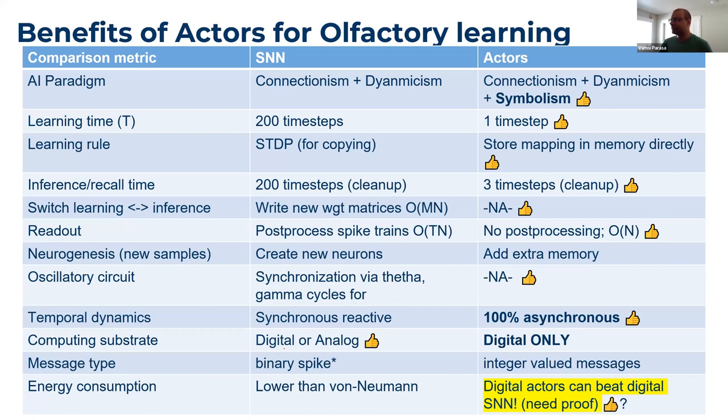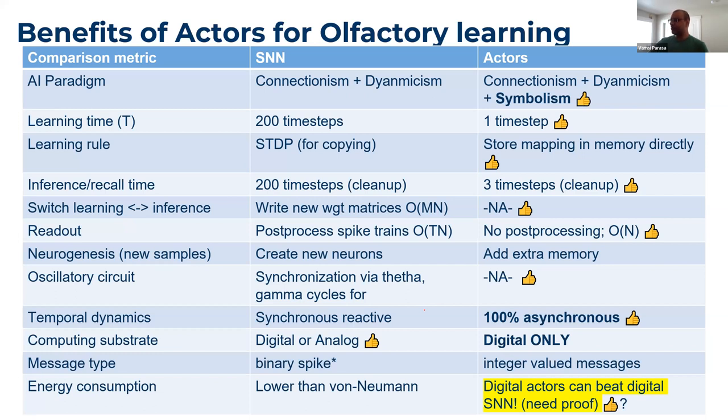As for the temporal dynamics, the SNN is a synchronous reactive system, whereas the actor model is 100% asynchronous. Every actor sends asynchronous messages, and it reacts to those messages. But the only downside is the actor model is purely digital, whereas spiking neural networks can be implemented on a digital chip or also an analog chip, although analog has its own drawbacks. Right now, Intel Loihi is a digital chip. It's a purely digital chip, but it uses a lot of principles from the actor model and the communicating sequential processes model. And the message type in SNN is a binary spike, whereas in this actor model, we use integer valued messages.